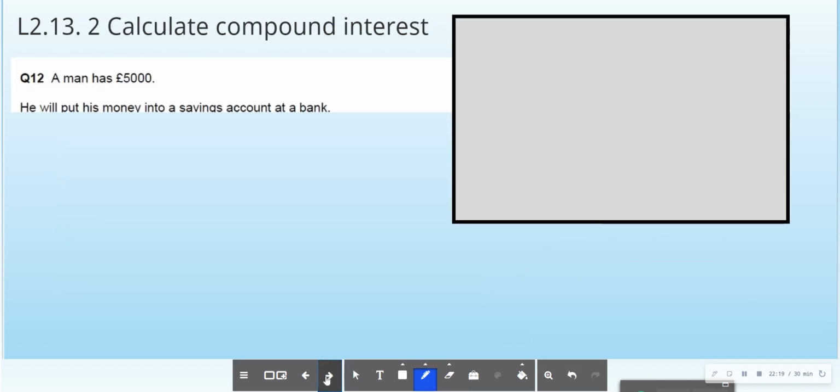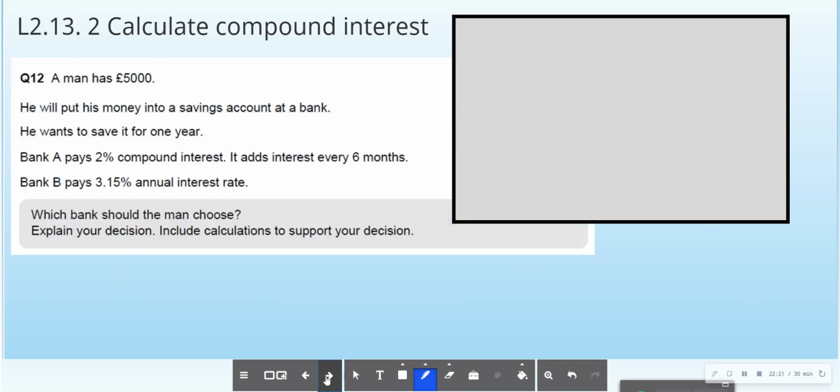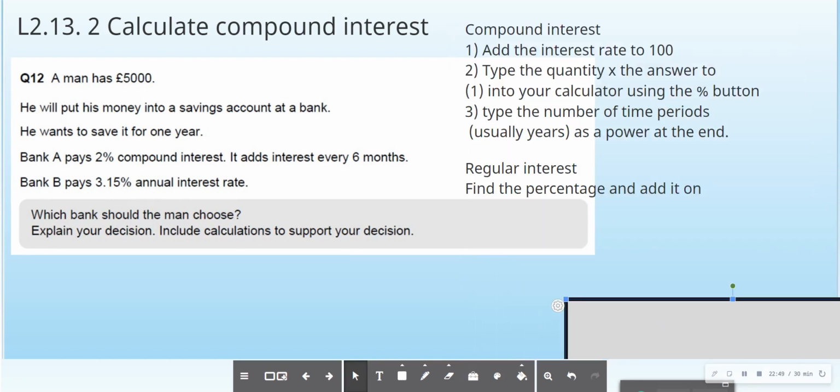Okay. Compound interest then. So this is the last bit of percentage, but it's a little bit tricky. So a man has £5,000. He will put his money into a savings account in a bank. He wants to save it for another year, for 1 year. Bank A pays 2% compound interest, and it adds it every 6 months. Bank B pays 3.15 annual interest rate. So that means this is paid at the end of 1 year, and this is paid every 6 months over the year.